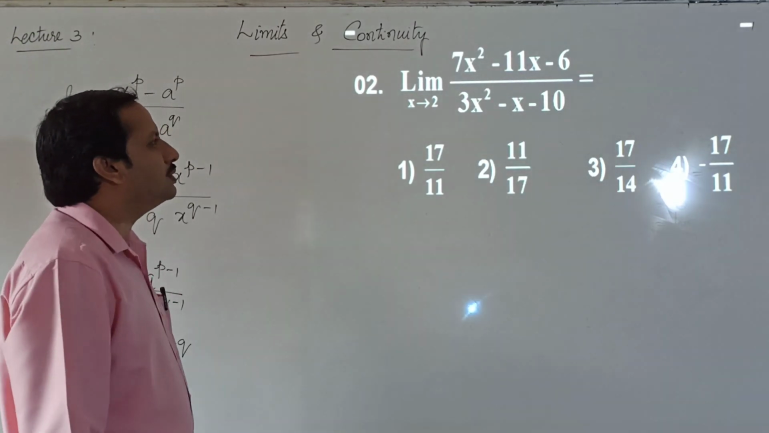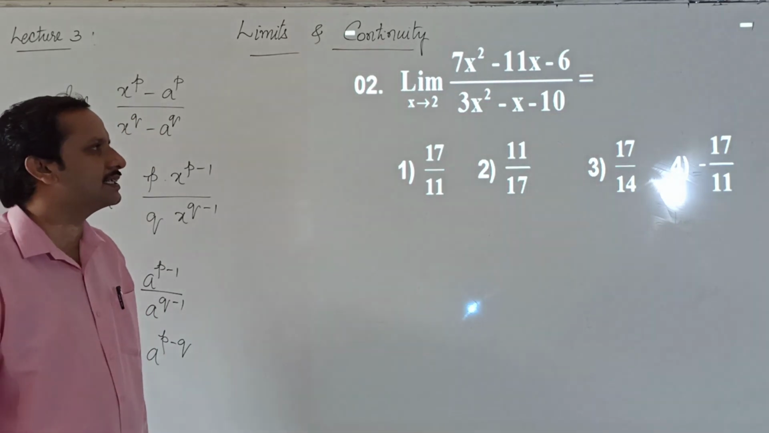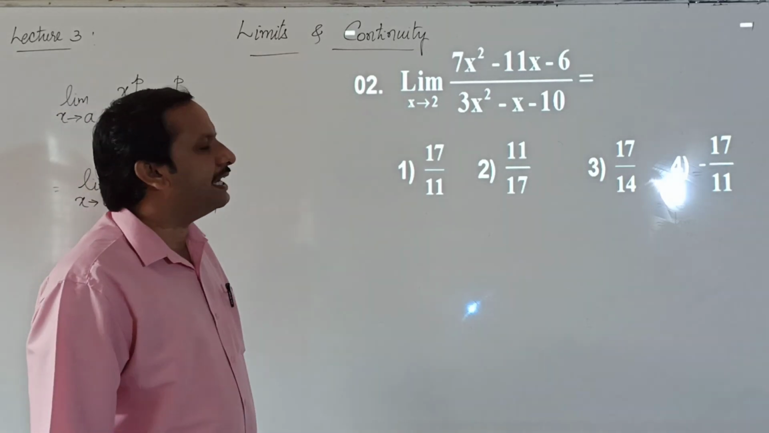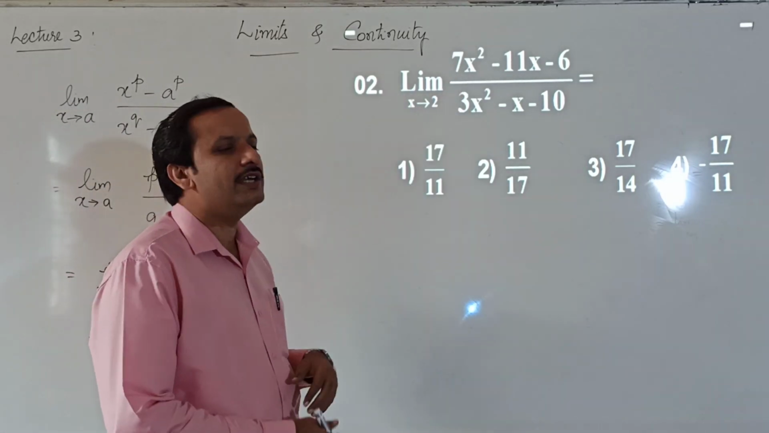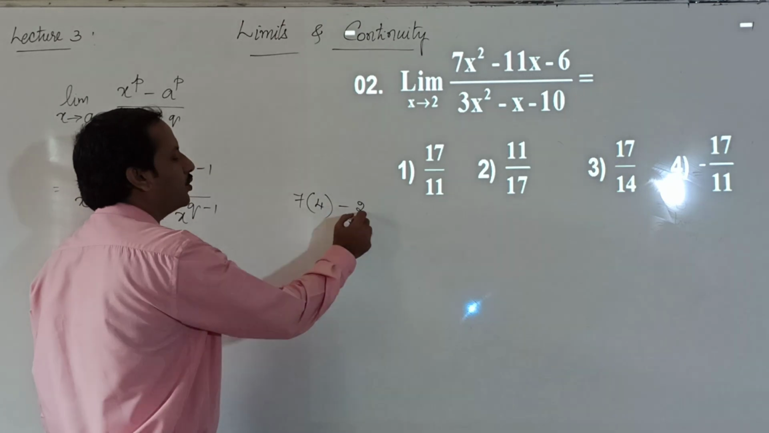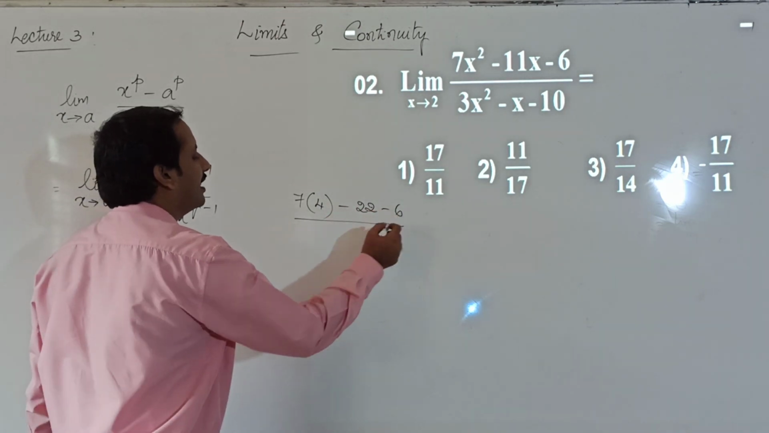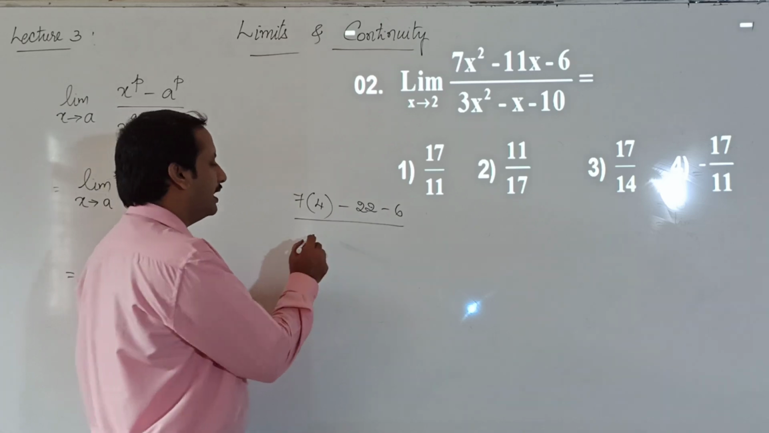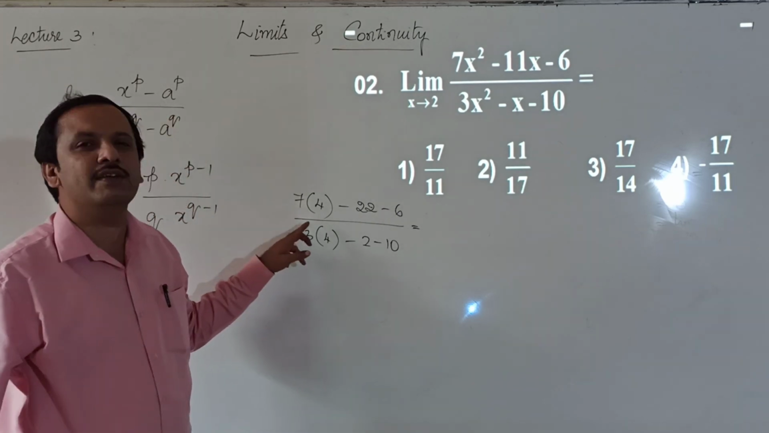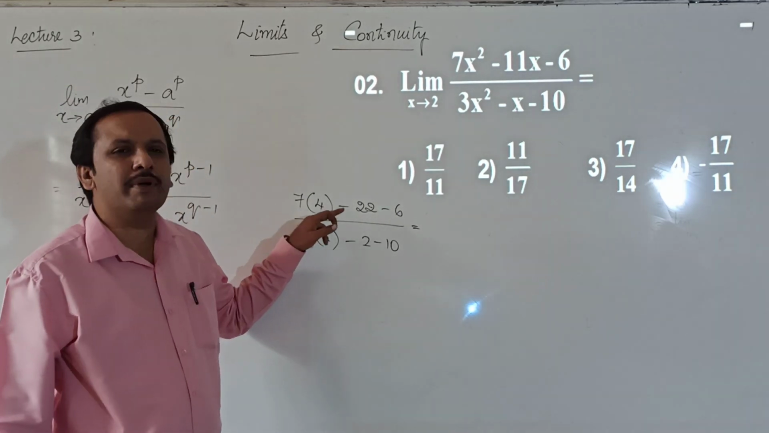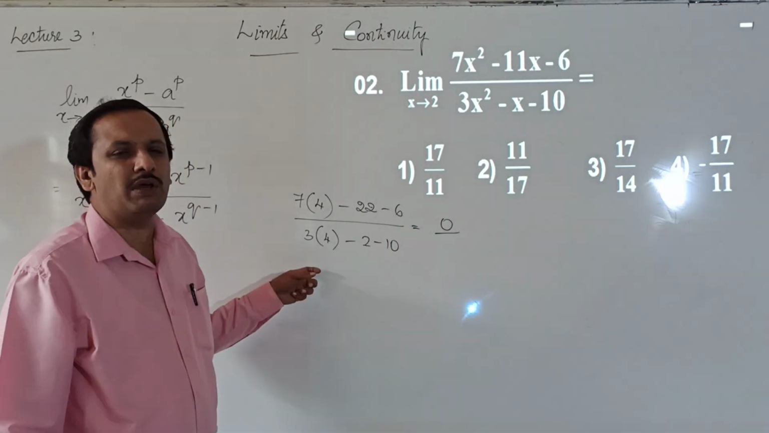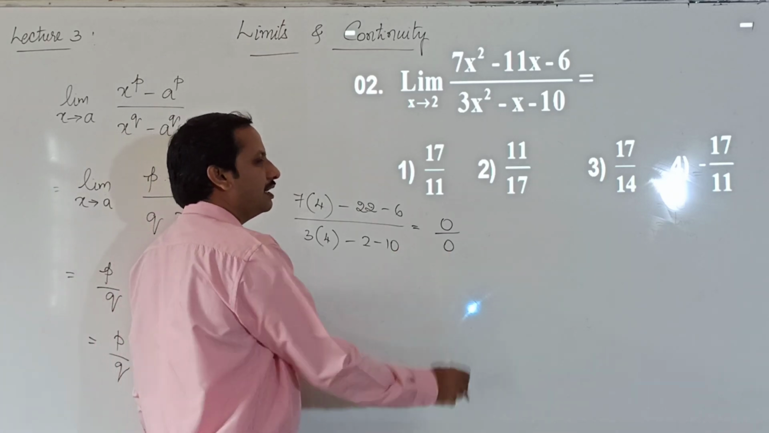Limit x tends to 2, (7x^2 - 11x - 6) divided by (3x^2 - x - 10) is equal to? If I directly apply the limit, let us see what happens. 7 into 2 square, which is 4, minus 11 into 2, 22, minus 6, divided by 3 into 2 square, which is 4, minus 2, minus 10. Let's look at the numerator: 7 into 4 is 28, 28 minus 22 minus 6 is 0. Denominator: 12 minus 2 minus 10, which is also 0.